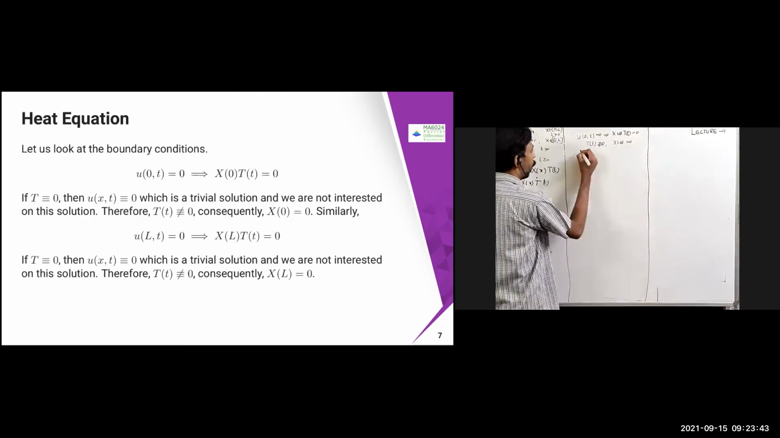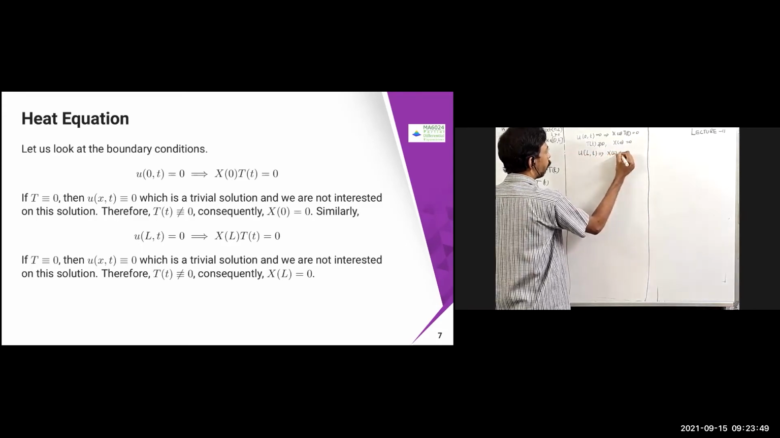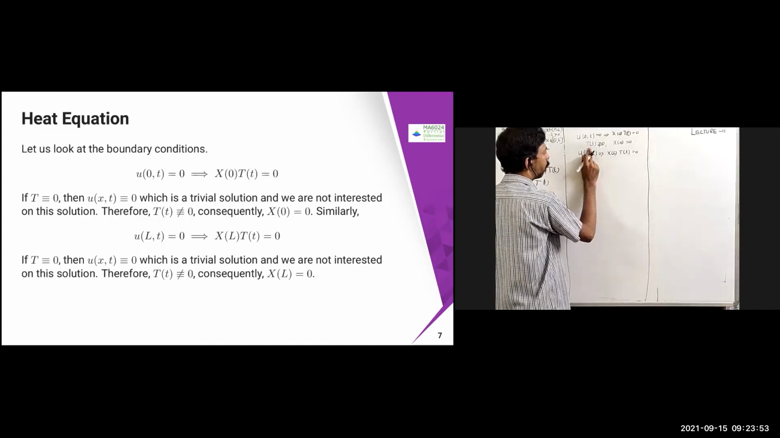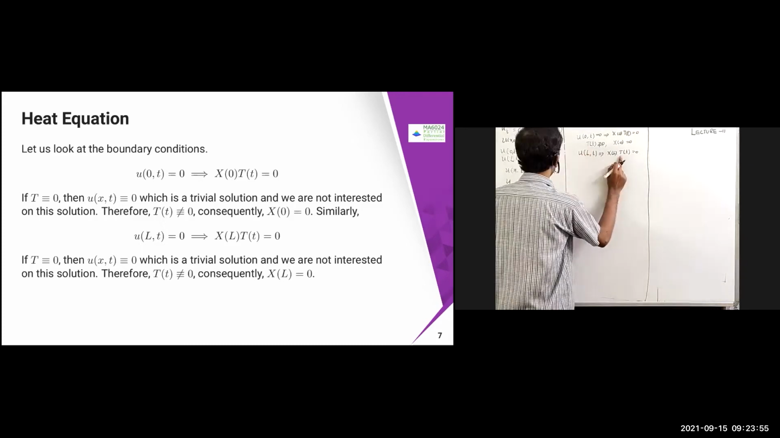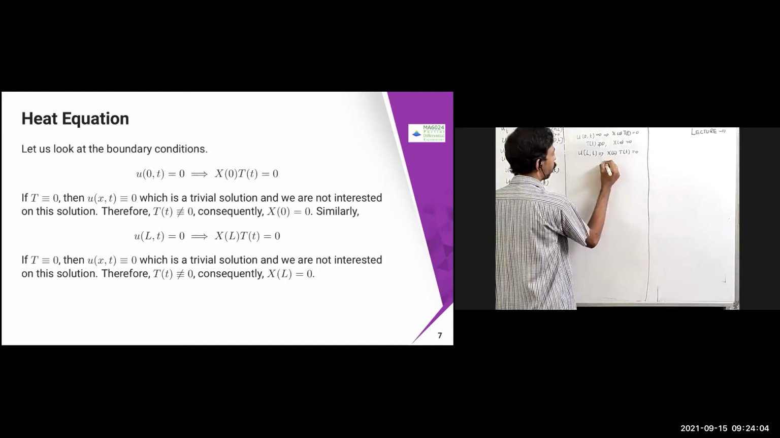Similarly, u of L comma t equal to 0 implies X of L into T of t equal to 0. Again, same logic. If T of t is not simultaneously 0, and X of L is nonzero, then u of x comma t becomes 0, and I'm not interested in that solution. So I'm going to assume again T is not equal to 0. In that case, this implies X of L is equal to 0.